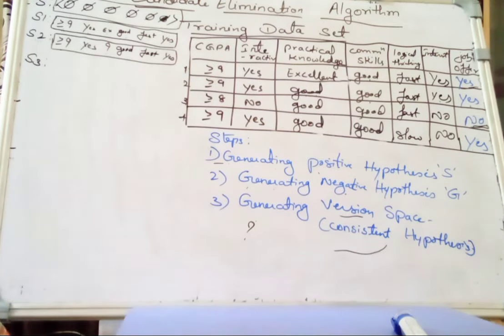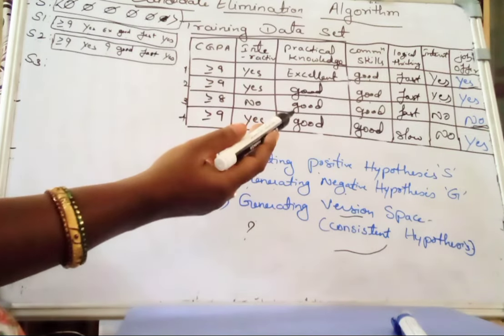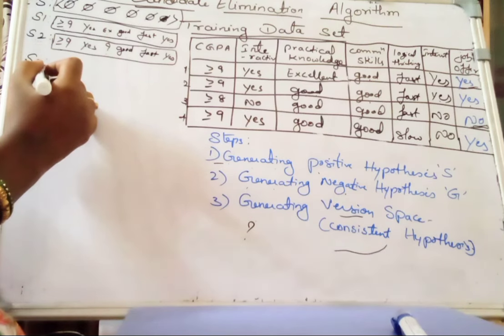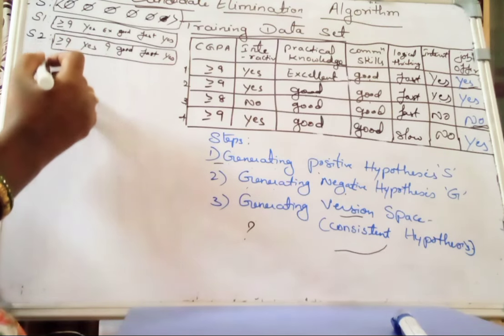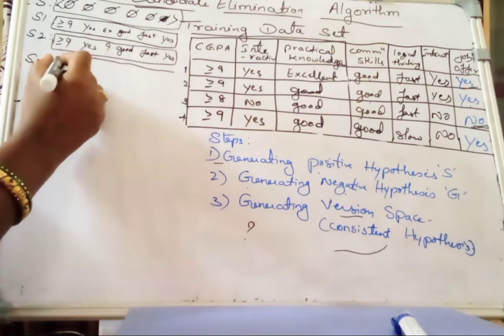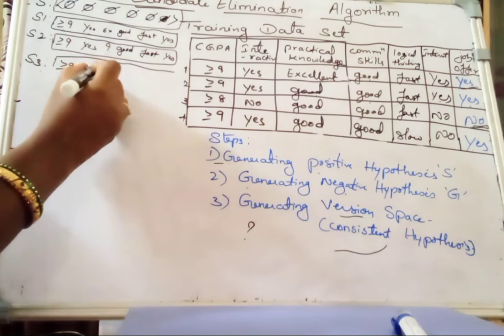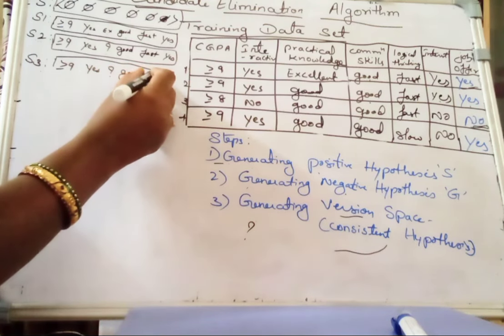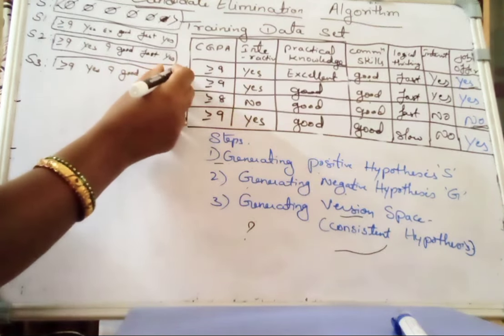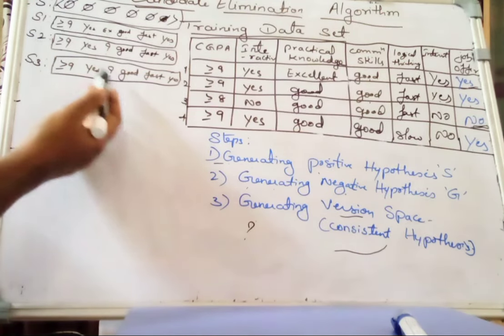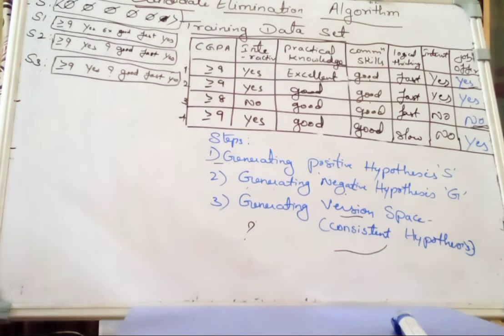So whenever you see a negative instance, just ignore that, and copy whatever S2 hypothesis is there. The same thing will be copied for S3 also. So here my S3 hypothesis will be the same as S2 itself. So I'm going to copy that as it is. It is greater than or equal to 9, yes, question mark, good, fast, yes. Since it is a negative, I need not compare. So just copy whatever you have as it is.